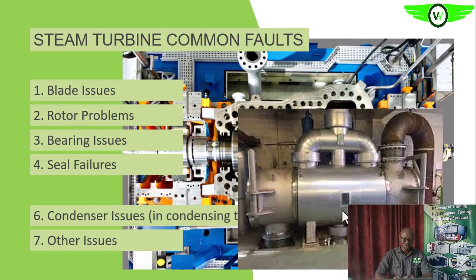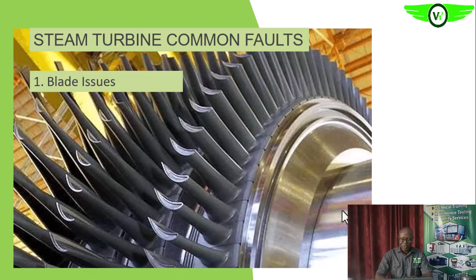Then other issues associated with the steam turbine, we are going to discuss them. Some may be associated with other auxiliaries of the steam turbine, the cooling water system or the cooling system, the lube oil system. We are also going to look at all of those. So without wasting much of our time, let's look at blade issues.